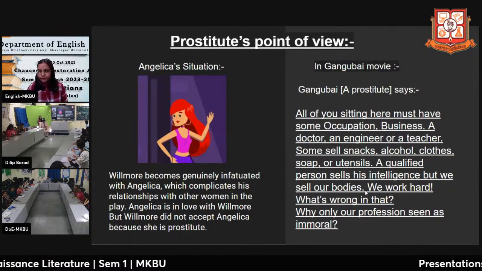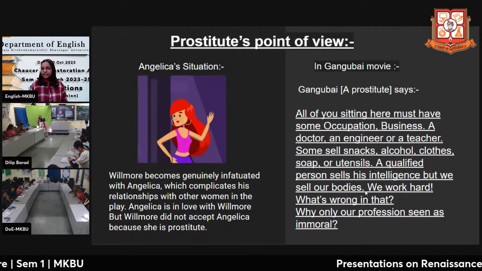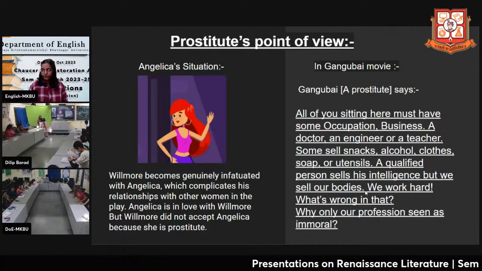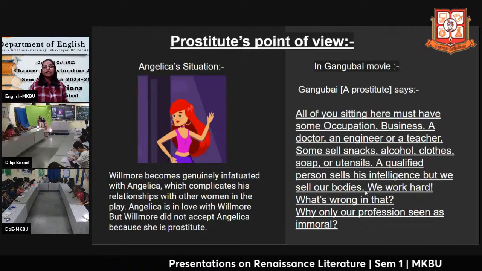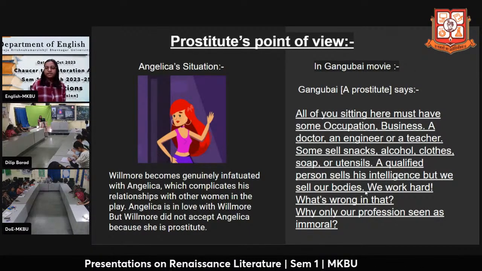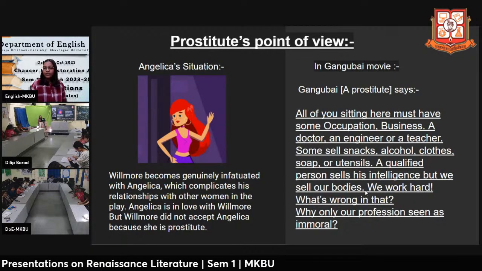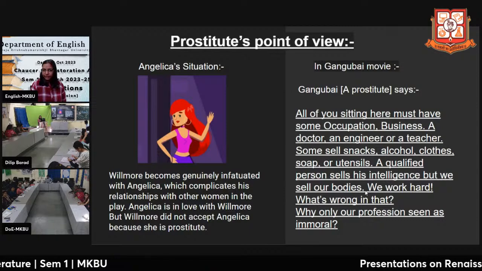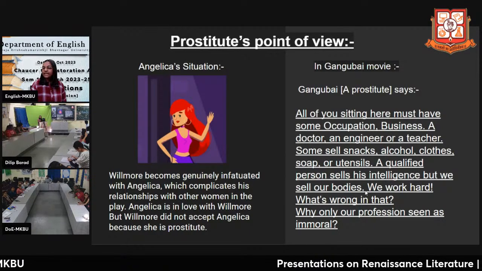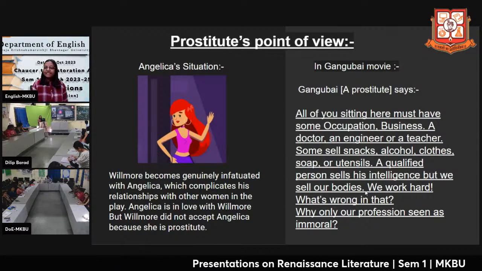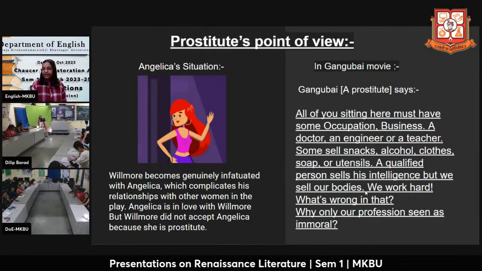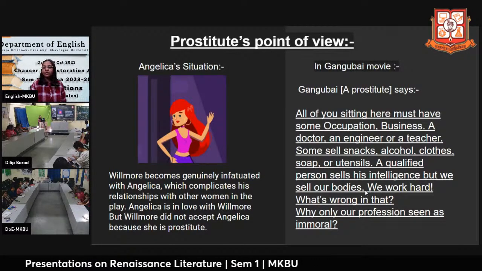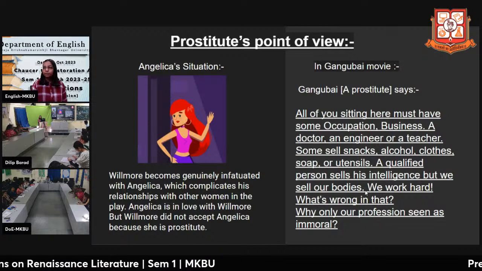She says: all of you sitting here must have some occupation, business, a doctor, an engineer or teacher, or some sell snacks, alcohol, clothes, soap, or utensils. A qualified person sells his intelligence, but we sell our body. We work hard. What's wrong in that? Why only our profession seen as immoral?